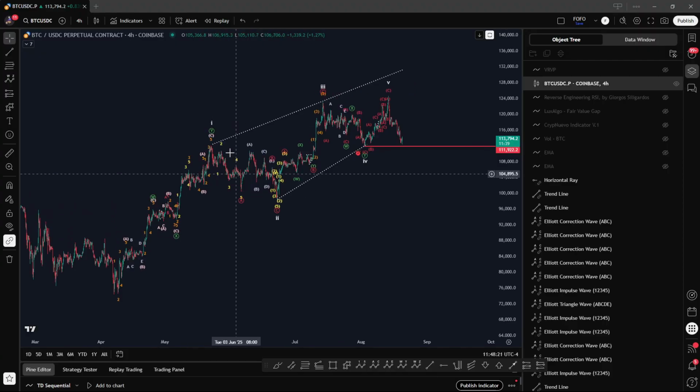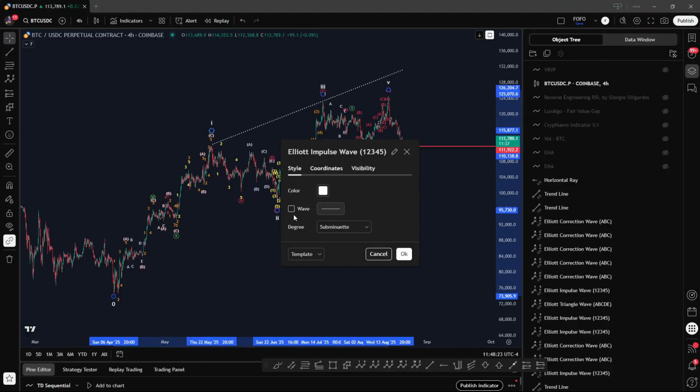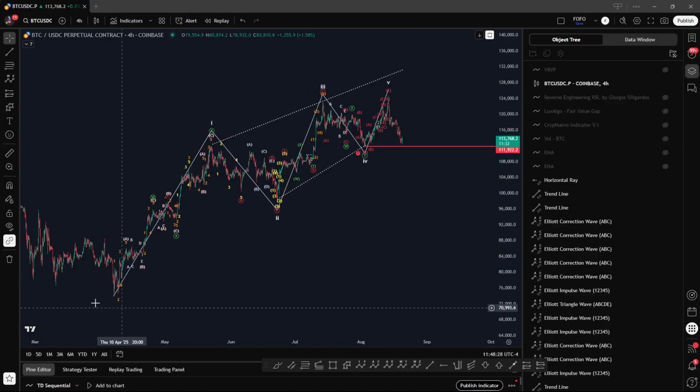And now we're into the fifth wave diagonal. Now turn on, this is the highest degree here. I'm going to turn on the line so you can see. Okay, and we'll talk about the rules of a diagonal.